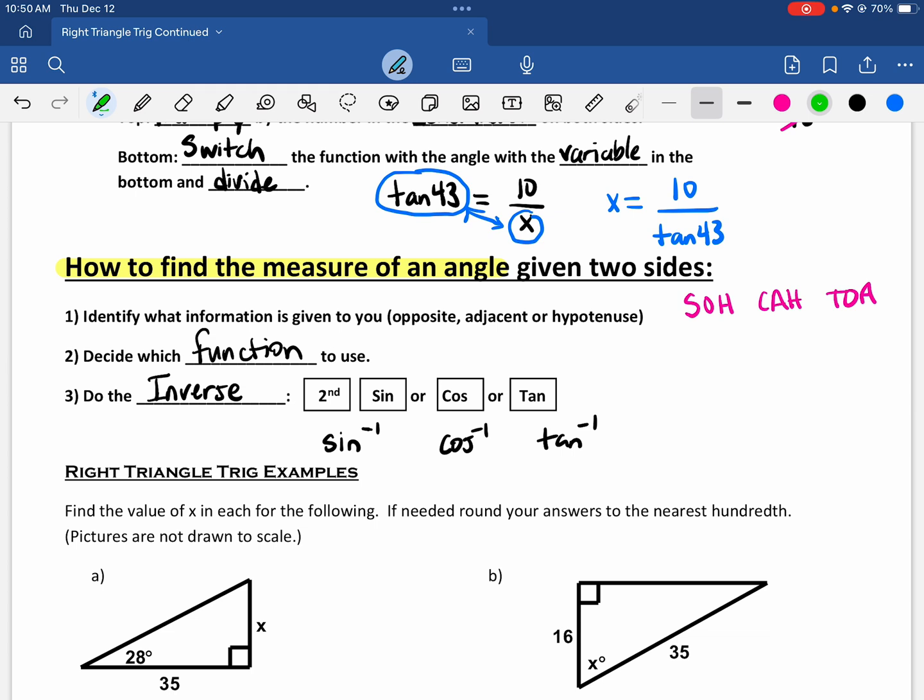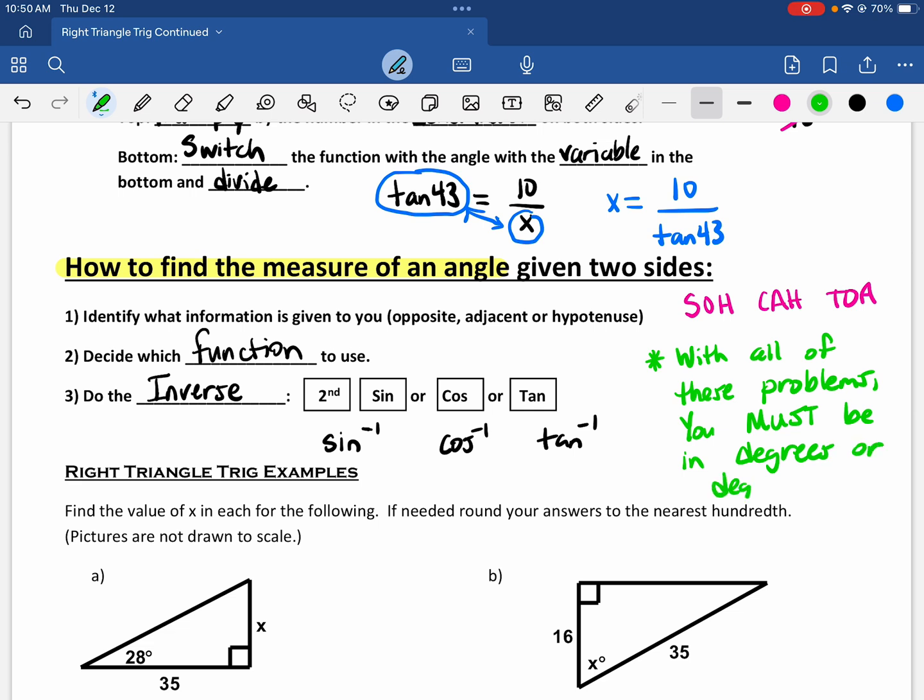One other point I'll make before we start doing some examples is with all of these problems, you must be in degrees, or degree mode, because all of these angles we are measuring are all in degrees. And I'll show you what that means and what that looks like when we look at some examples and we look at how we put these in Desmos or how we put them in the calculator.